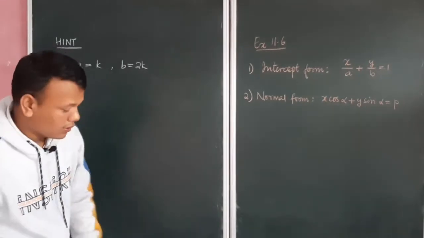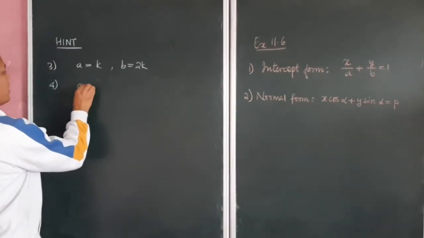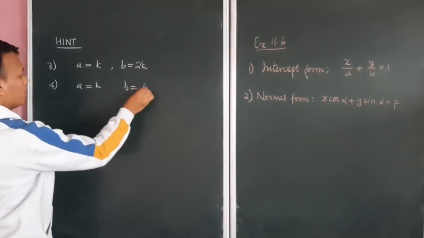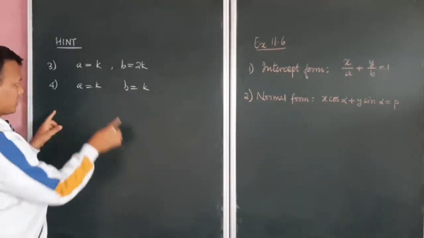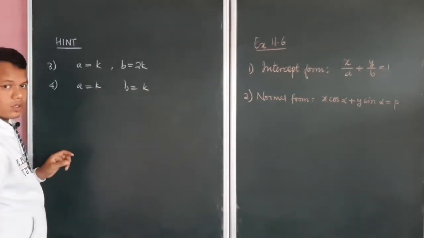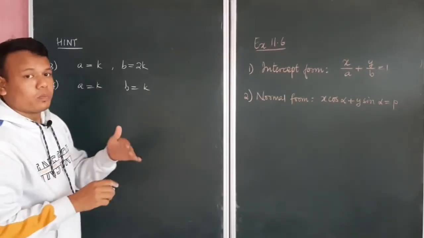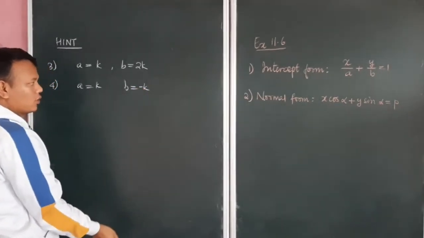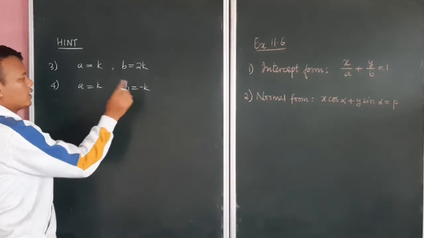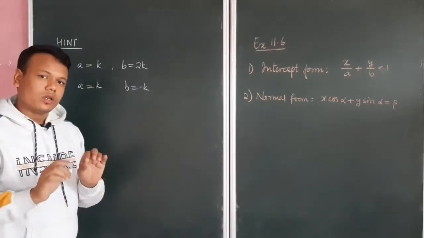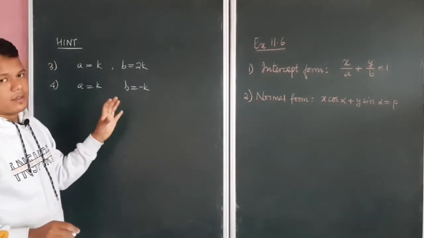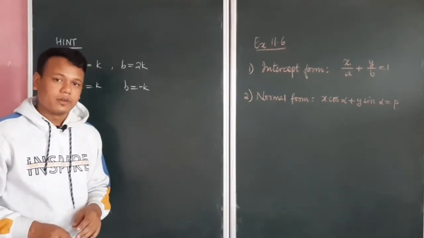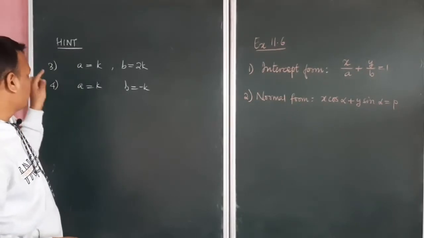Let us try to understand. If a is k, b is also going to be k, the magnitude is the same. For example, if this is 2, then this is also 2, but they are opposite in sign. If this is taken to be plus, then you have to take this to be minus, or if you take this as minus, then you have to take this to be plus. Whatever you want to do, please do, and find the value of k using the very same technique. These are your hints for 3 and 4.